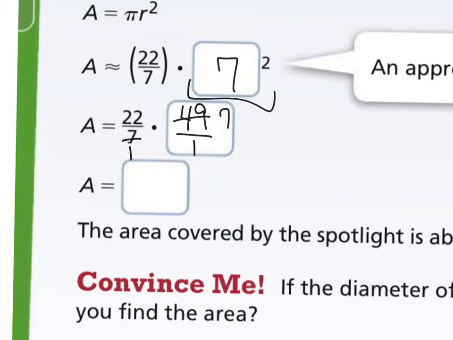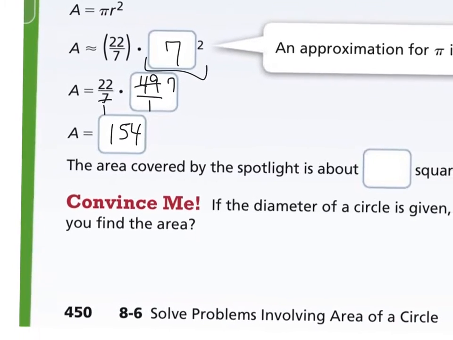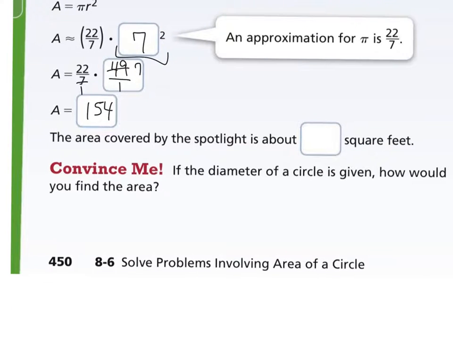So basically if we reduce, we're looking at 22 times 7. So that would be 154. And so we can say the area covered by the spotlight is about 154 square feet.